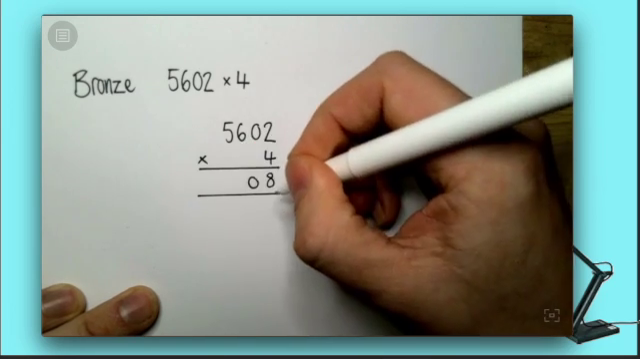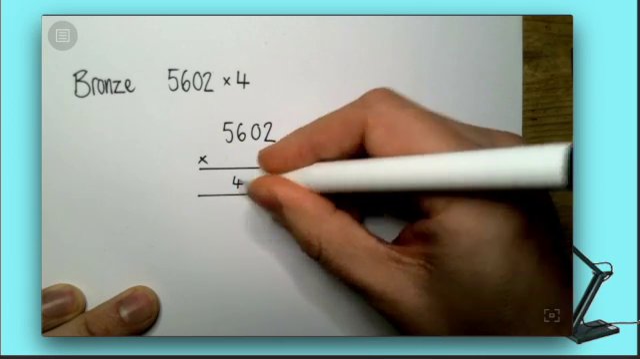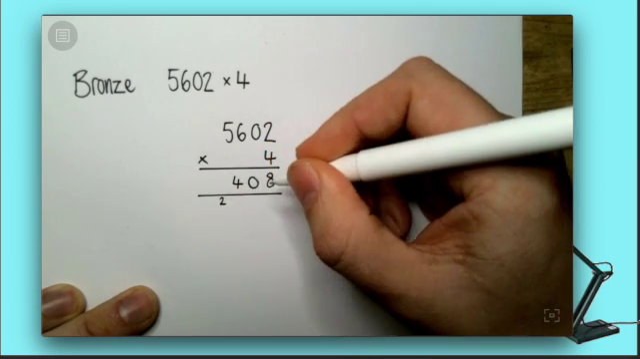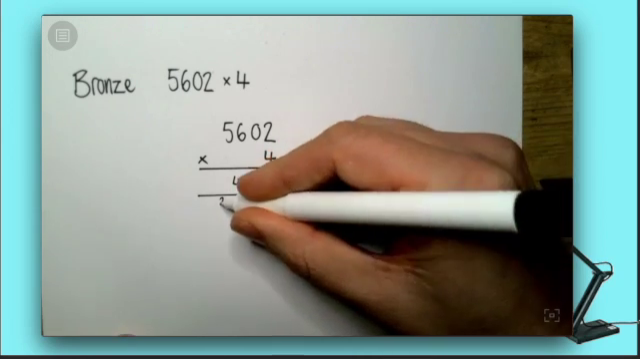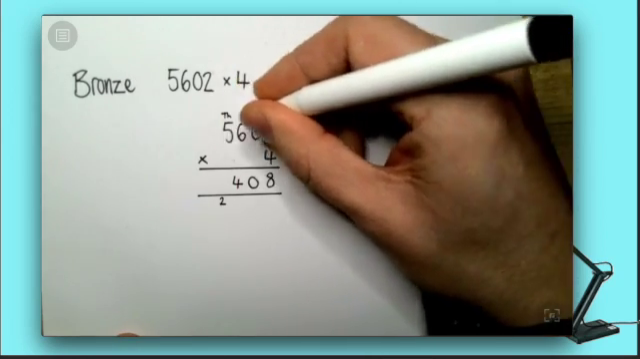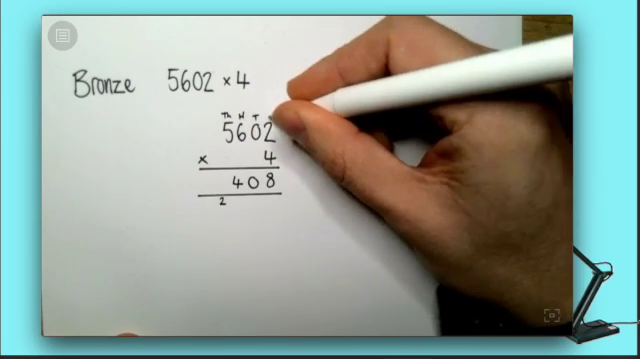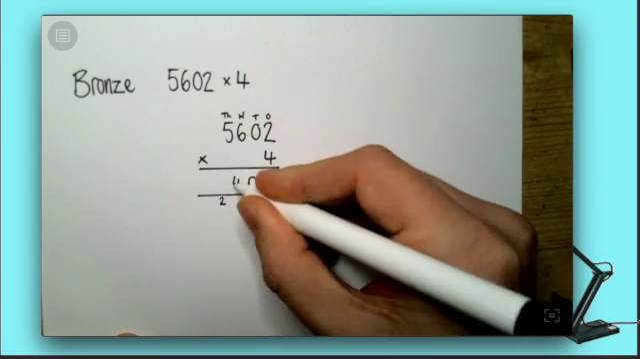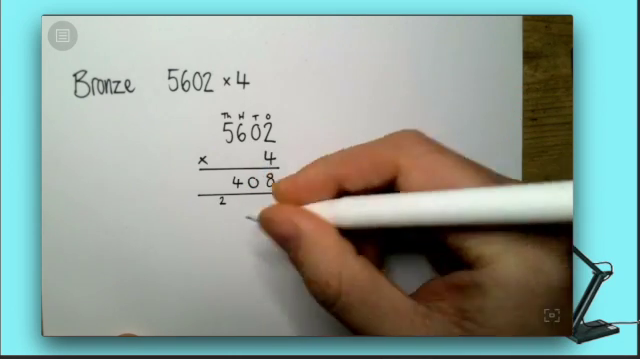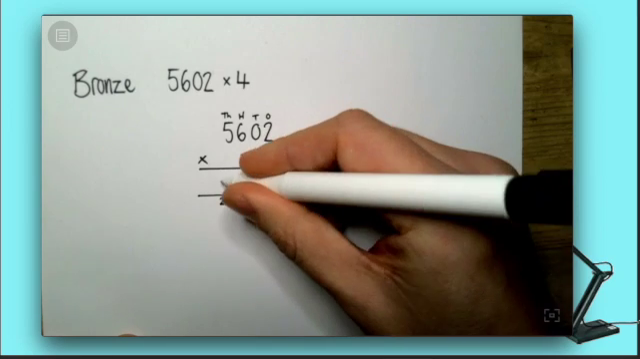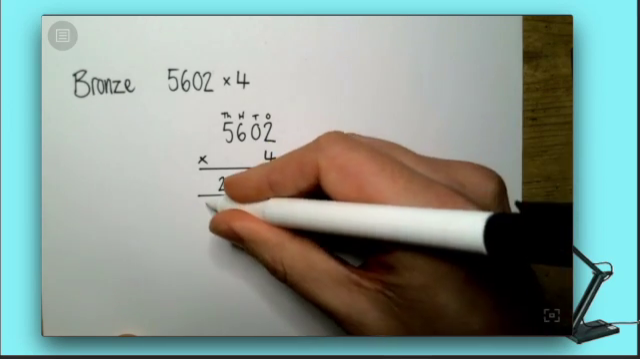4 times 6 is 24. So I put my 4 here and my 2 in the next column because I can't put 2 digits in one column. Okay, so my 2 has gone into my thousands. So it's 24 hundreds, but the 2's gone over into the thousands. 4 times 5 is 20, and I've got this 2 down here.